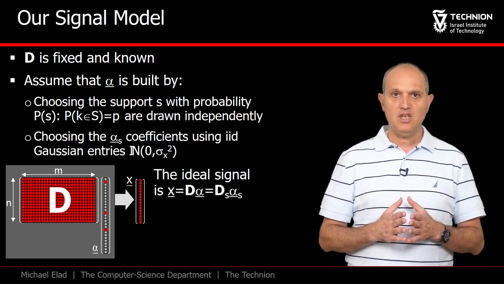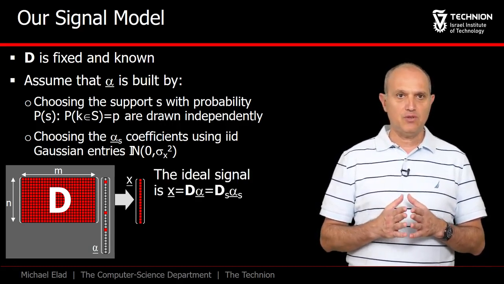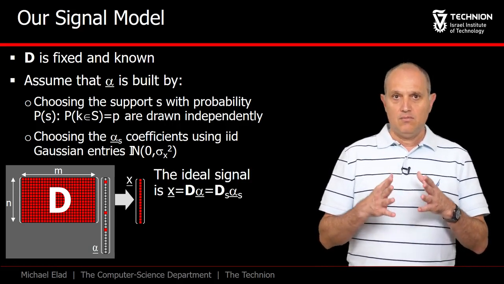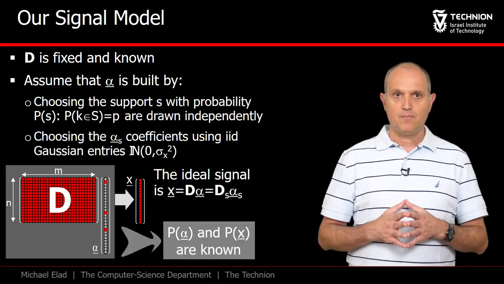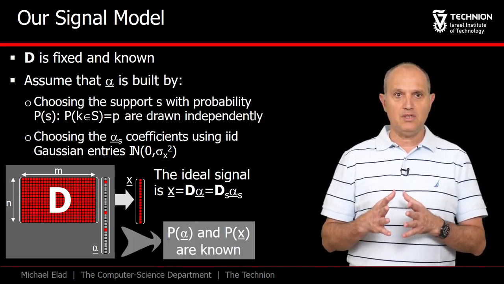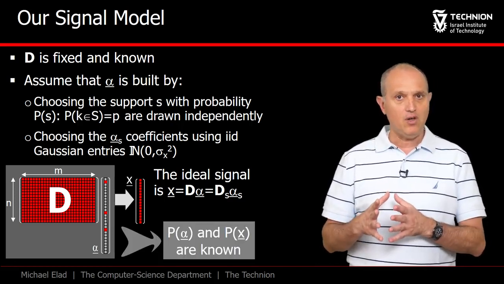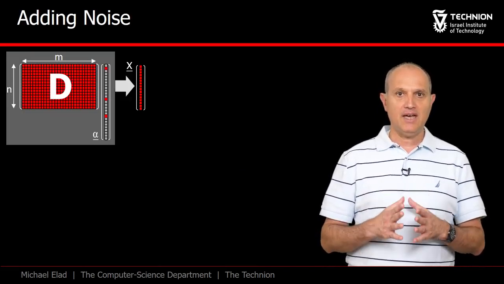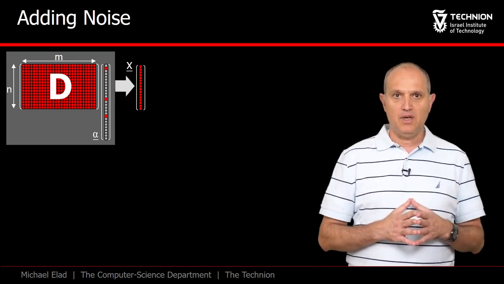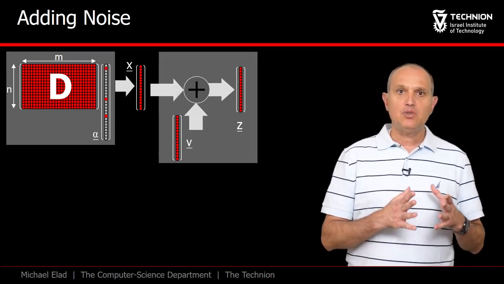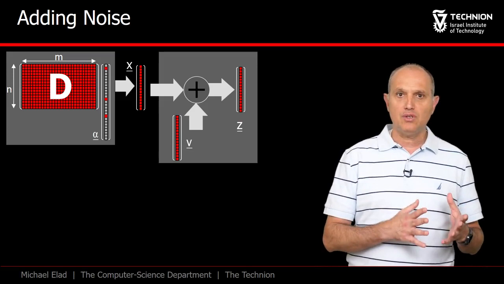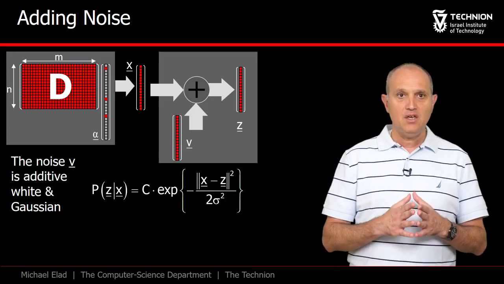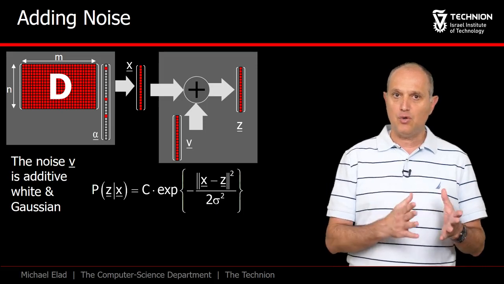In our notations, D_s is a submatrix of D containing only the used atoms, and alpha_s is the non-zero part of alpha. The bottom line to all this story is this: the probabilities p of alpha or p of x are clearly defined. Given the signal x that has been generated this way, we now assume that it is contaminated by white additive Gaussian noise and we obtain z. The conditional probability of z given x is a simple shifted Gaussian as shown here.